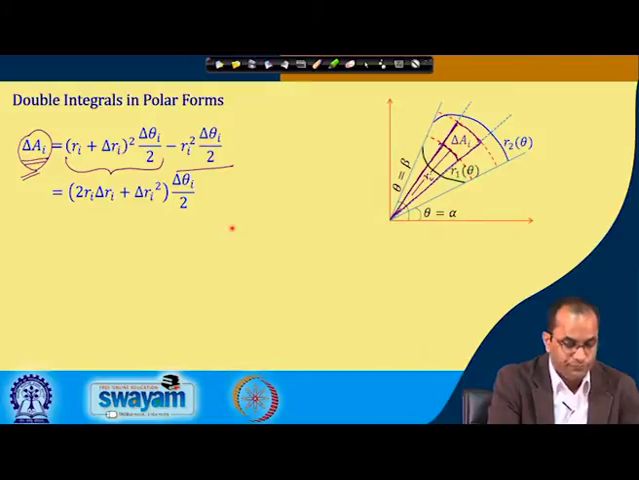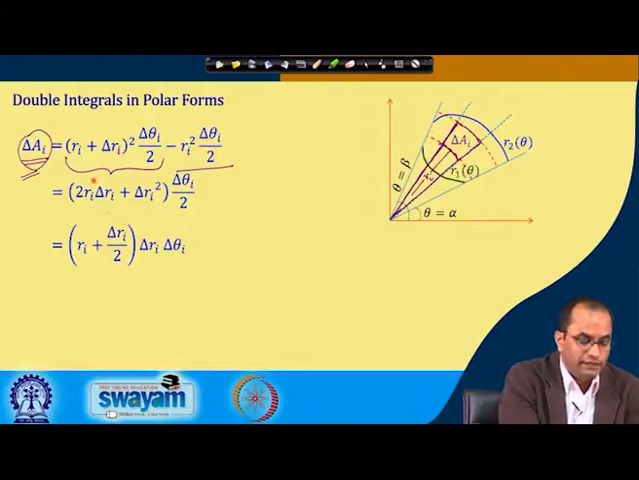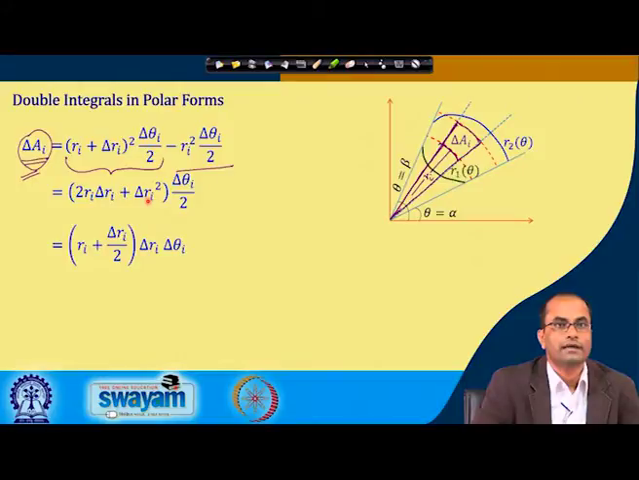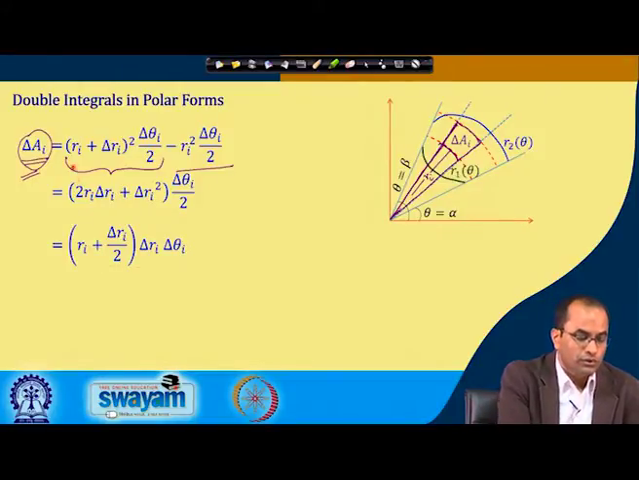So, now this we can again rewrite by taking this common delta r I term outside. Also we can consider this 2 here, so we can divide by this 2. So, we will get r I from the first term while taking this delta r I outside and dividing by 2, and from here we will get delta r I by 2. So, this delta A I, the area of this region, is given by this expression here, which is r I plus delta r I by 2.